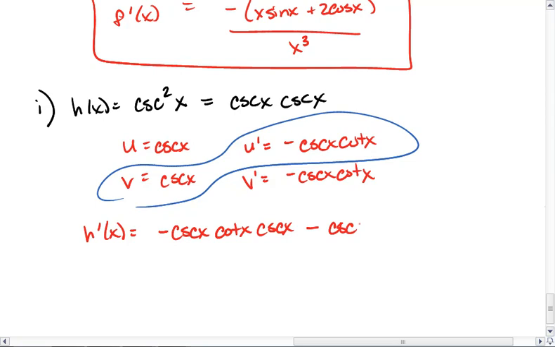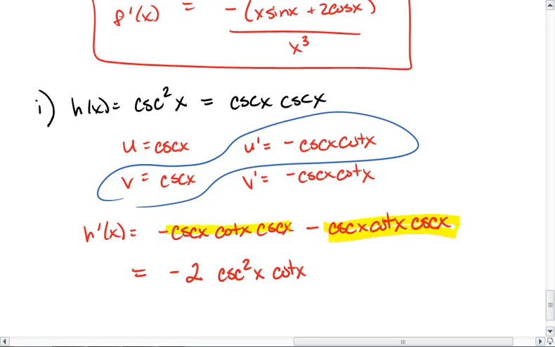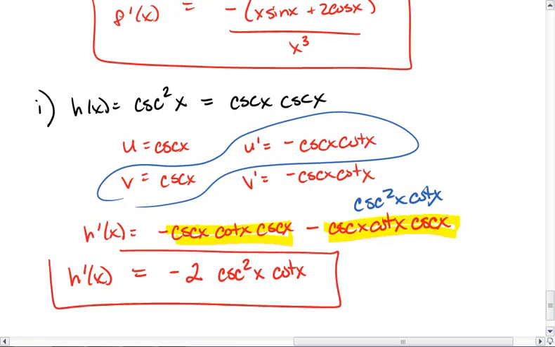Minus cosecant x times cosecant x cotangent x, which can be simplified into minus 2 cosecant squared x cotangent x, because each of these two terms can be simplified into cosecant squared x cotangent x. So my final answer is h prime of x equals negative 2 cosecant squared x cotangent x.